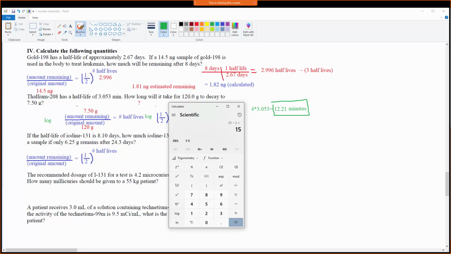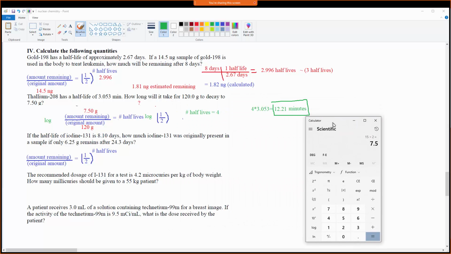Divide it in half again, that's 3 half-lives. Divide it in half again, that is 4 half-lives. So that was one way to determine that it takes 4 half-lives to decay to 7.5, and then multiply that by 3.053 to give you 12 minutes. If it's not exact, it should still get you pretty close. You can estimate, and it's a good way to double check your work to say, was that about right?